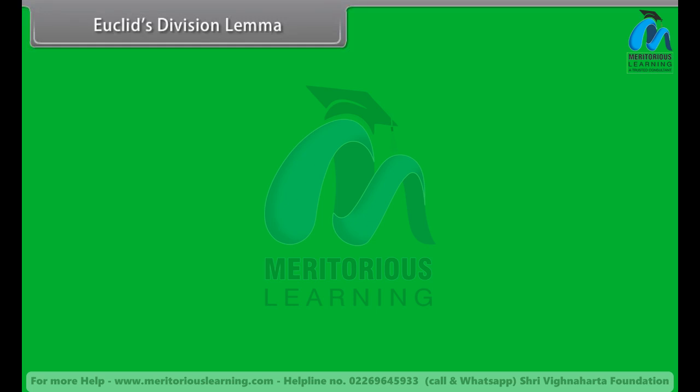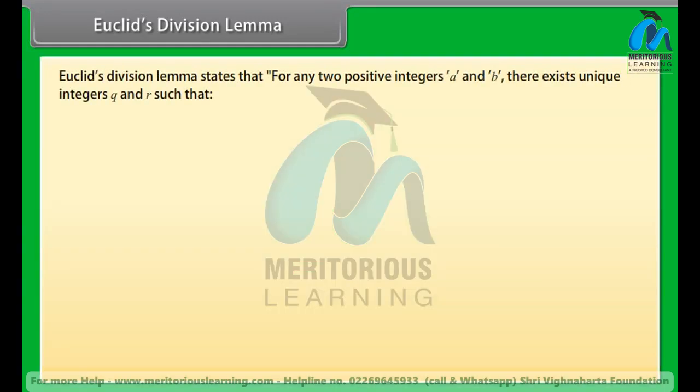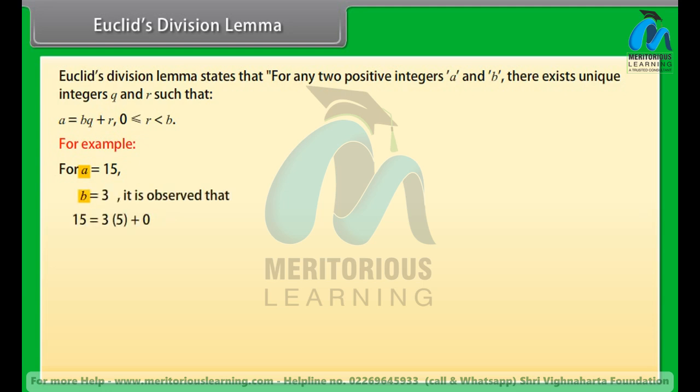Euclid's division lemma. Euclid's division lemma states that for any two positive integers a and b, there exist unique integers q and r such that a = bq + r, 0 ≤ r < b. For example, a = 15, b = 3. It is observed that 15 = 3 × 5 + 0, where q = 5 and r = 0.